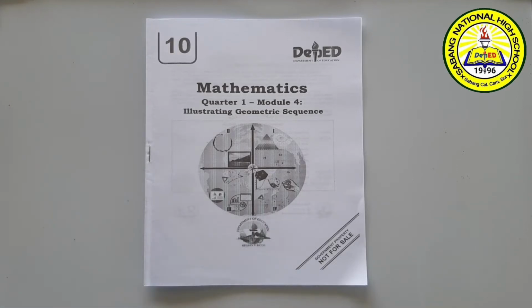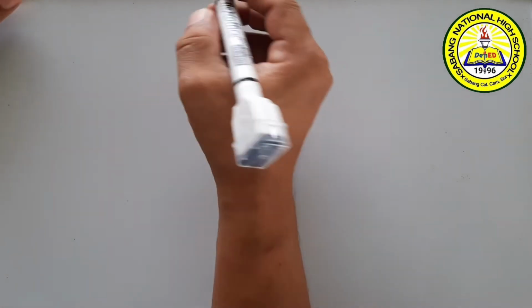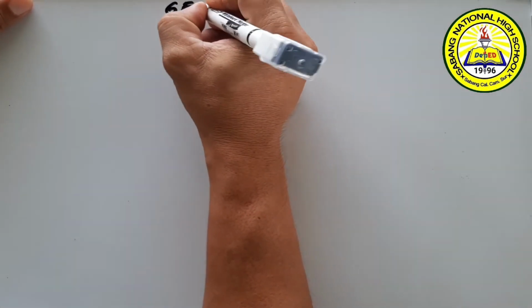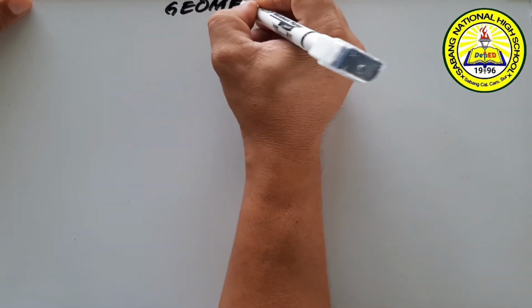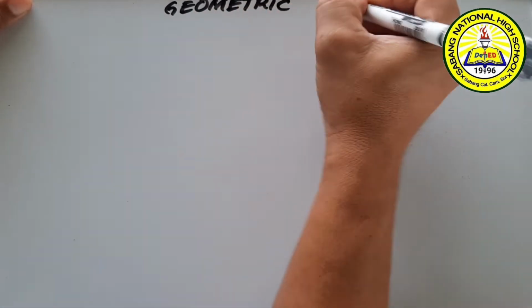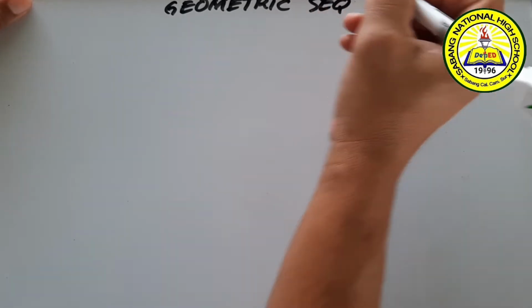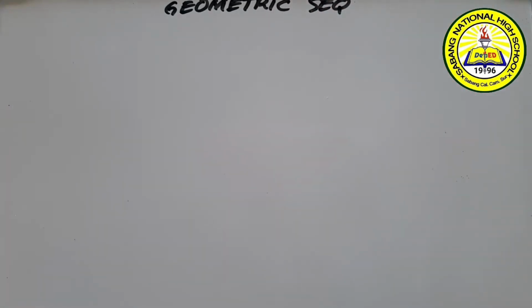I am here again to discuss Quarter 1, Module 4 in Mathematics 10, titled Illustrating Geometric Sequence. Okay, so let us start. This topic is very easy, since we are just going to illustrate what a geometric sequence is. So our topic is geometric sequence. Before we proceed, let us take a look at our previous topics.